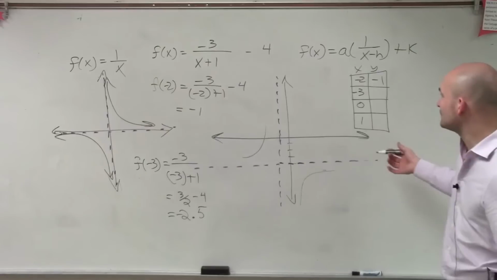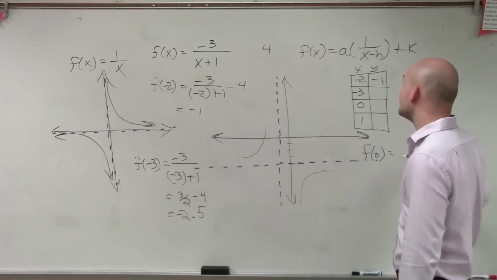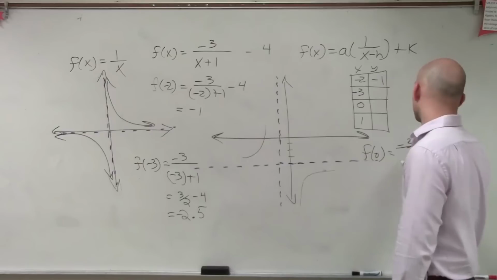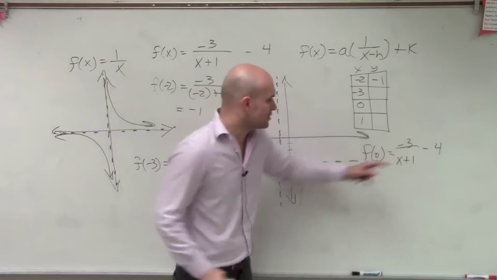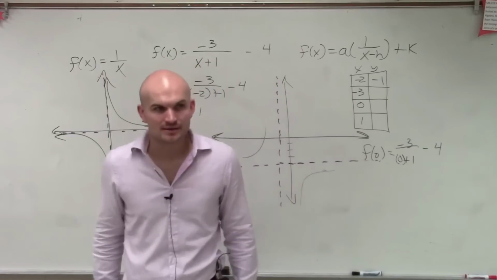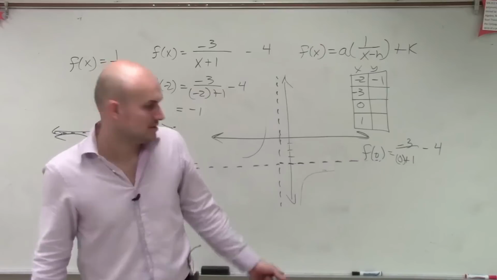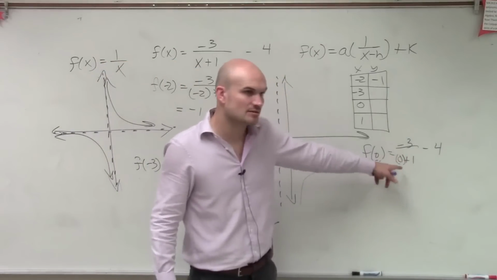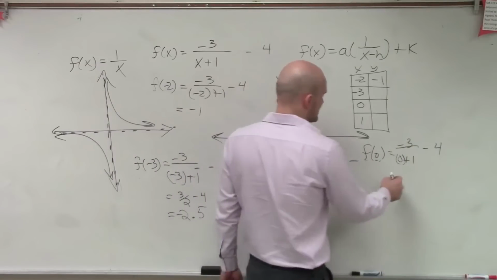Now, let's go and look at f of 0. Now, some of you might say, well, Mr. McLogan, you said x cannot equal 0. And that's true when we had our parent graph or when we have a function where 0 cannot be on the bottom. But if I plug in 0 for my x, do I have 0 as the denominator? No. I don't have 0 as the denominator, because 0 plus 1 is 1. -3 divided by 1 is -3. -3 minus 4 is -7.